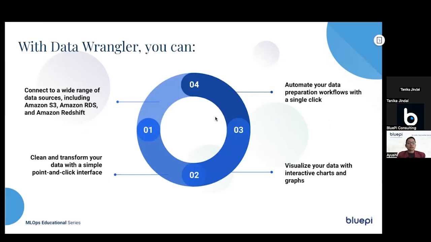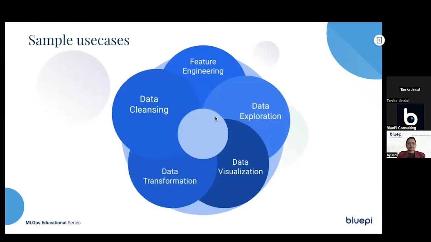With Data Wrangler, you can connect to a wide range of data sources, including Amazon S3, Amazon RDS, and Amazon Redshift. You can also connect it to Snowflake and Databricks. Also, you can clean and transform your data with a clean, simple point and click interface. Then you can visualize your data with interactive charts and graphs. You can also automate your data preparation workflows with a single click. Now let us see some sample use cases where it can be useful.